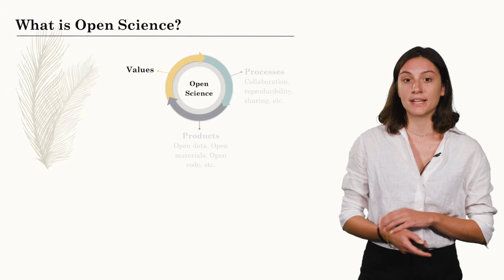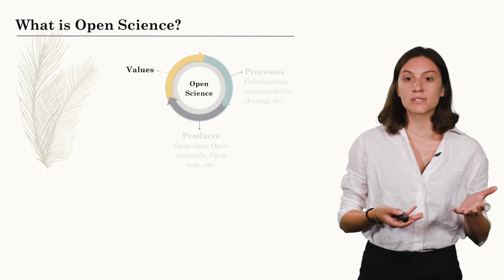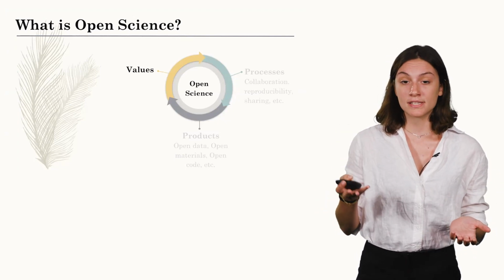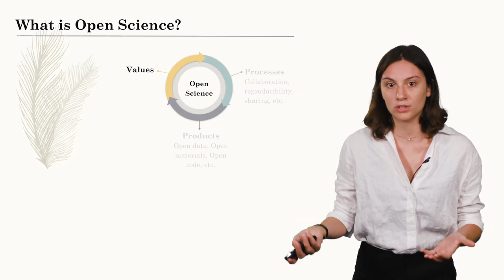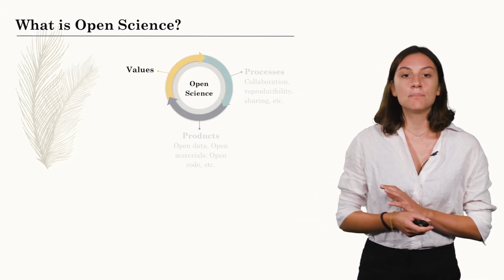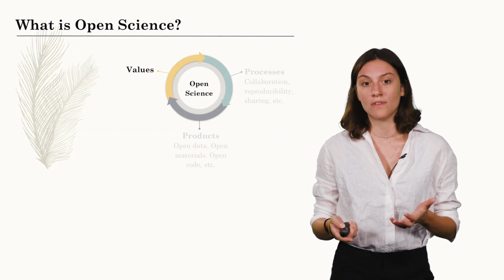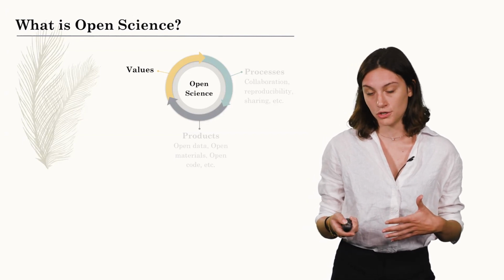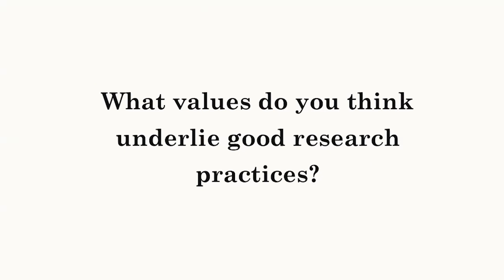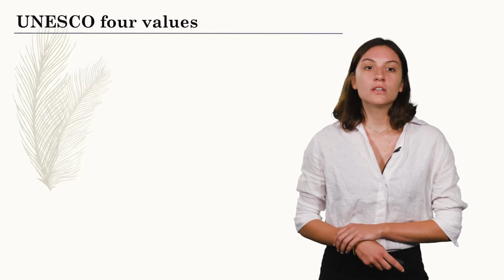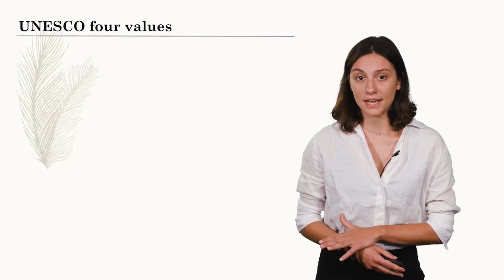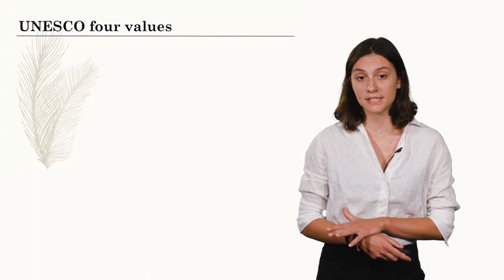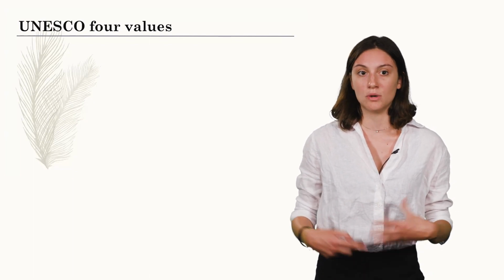Finally, the last component are the values that underlie the processes that then led us to the products of open science. And before I go on and discuss what those values are, I want to ask you a question, which is, what values do you think underlie good research practices? So, UNESCO defines 4 values of open science and good research practices, and it is on those 4 values that I will base the next part of the presentation.